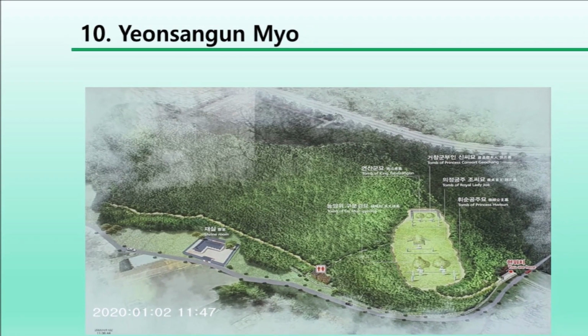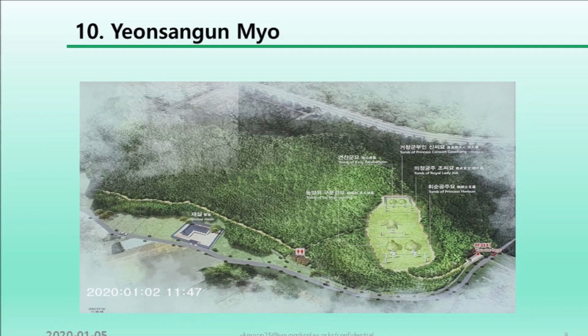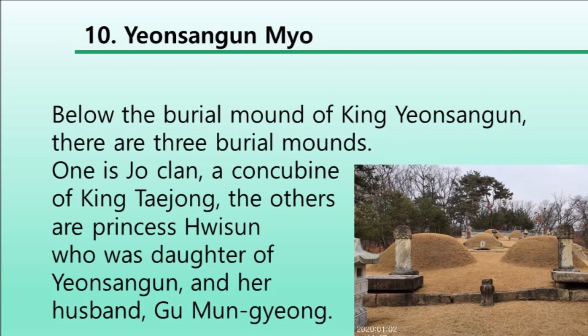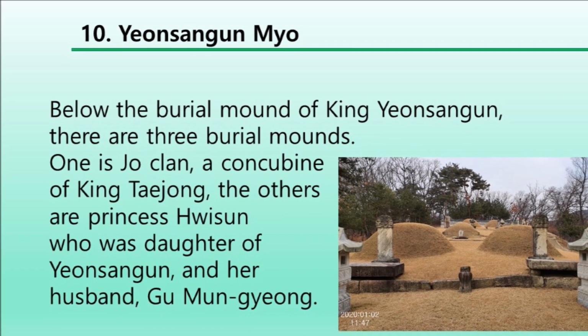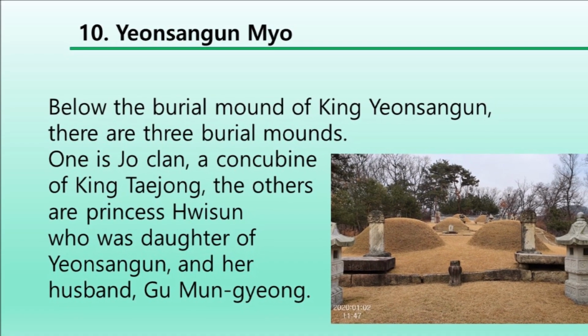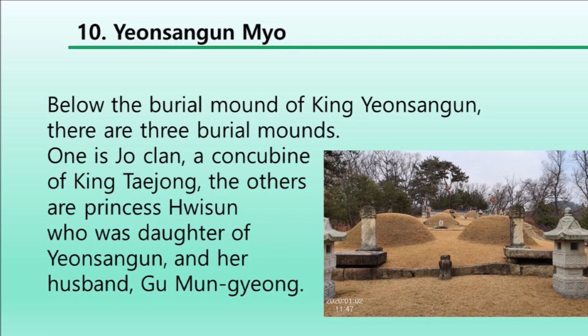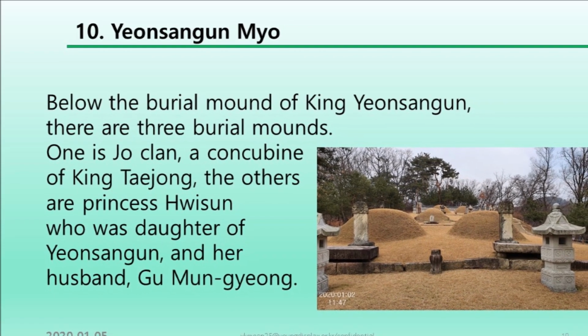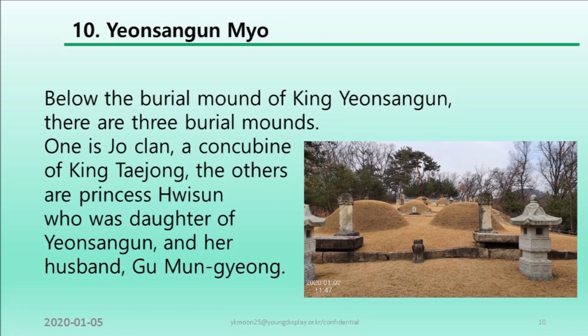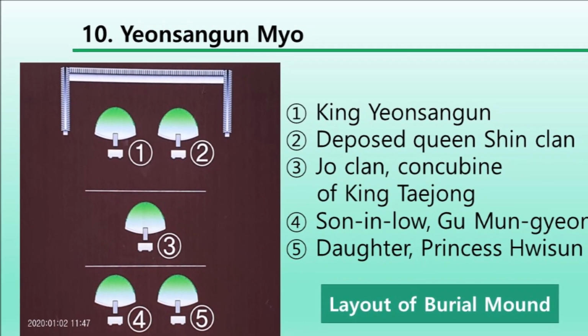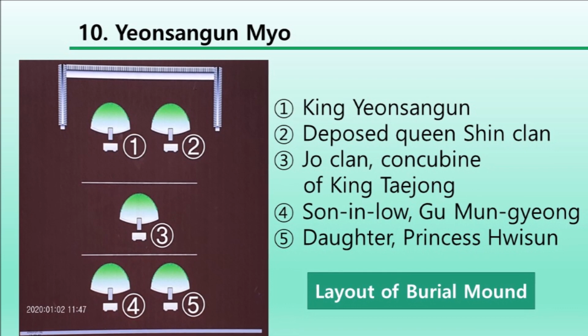This page is the layout of Yeonsangun Myo. Below the burial mound of King Yeonsangun, there are three burial mounds. One is Lady Zhou, a concubine of King Taejong. The others are Princess Hwi-sun, who was the daughter of Yeonsangun, and her husband Gu Mun-kyung. This page explains the layout of the mounds.